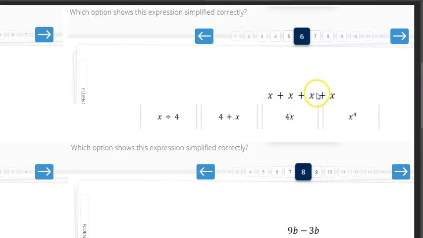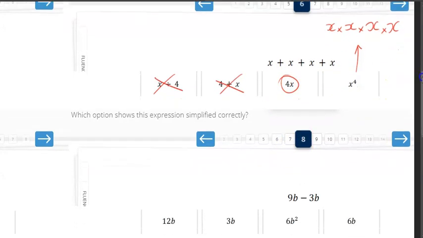Regardless of what the letter is, how many there are here when added together will dictate the multiplication, because multiplication is just repeated addition. So it's not x divided by 4, it's not 4 plus x, and it's not x to the power of 4, because x to the power of 4 means x times x times x times x, 4 times. We're just adding them together, and there are 4 lots of them. So this must be the answer. You're just collecting how many x's there are, and it's being multiplied.